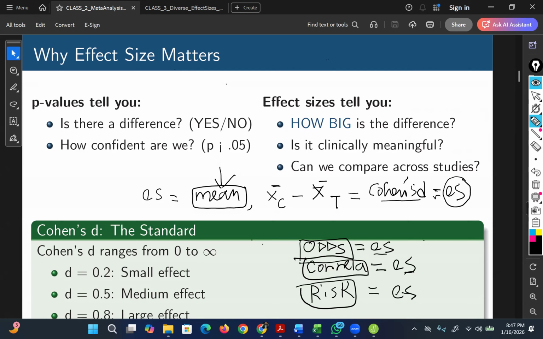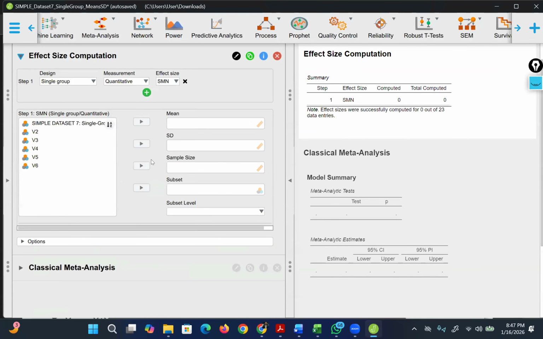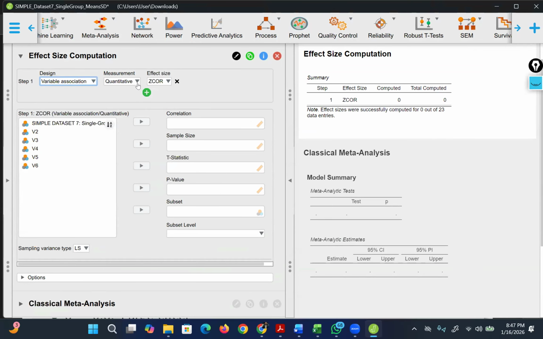Now, as you know, we need effect size and standard error to calculate the homogeneity and heterogeneity of the studies. And before doing that, we need to calculate the effect size itself, right? So if you look at this information, as I told you, JASP is a fantastic software. If I go to the effect size calculation, you look at this variable association, meaning that we are talking about the correlation. So you see the correlation value, sample size, okay?